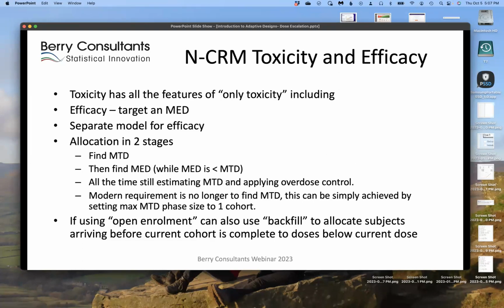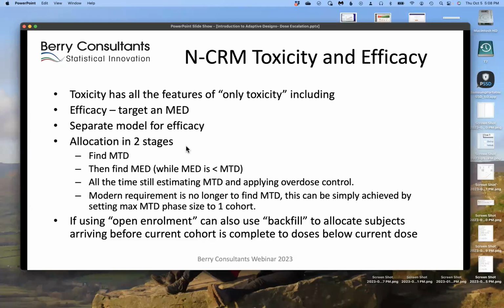So doing toxicity and efficacy just builds on the toxicity model that we've already had a bit of a glimpse of. So all the features that are in the toxicity model are available when you're looking at toxicity and efficacy. It isn't some kind of cut down, simplified N-CRM. There is a completely separate model for efficacy. Also, as I said, it's binary and using a simple logistic regression model.